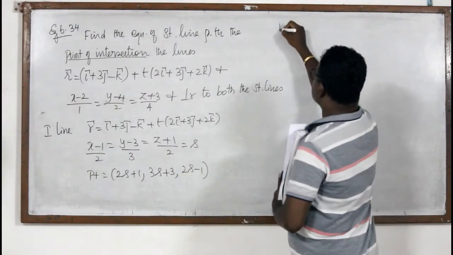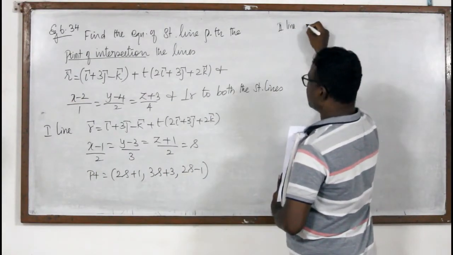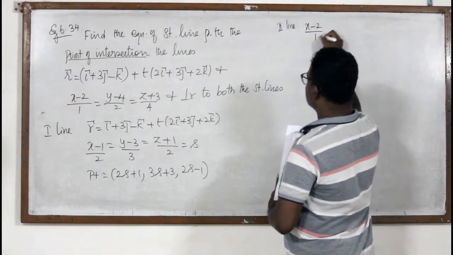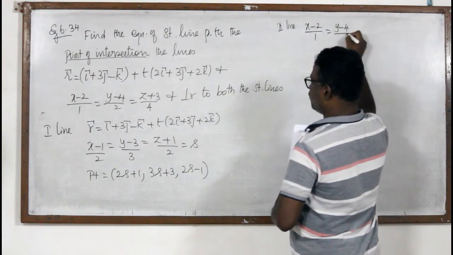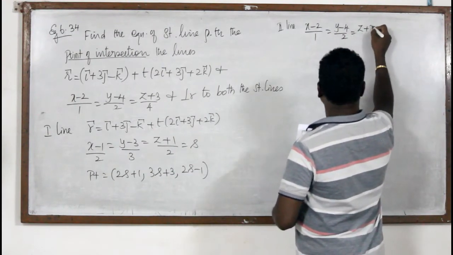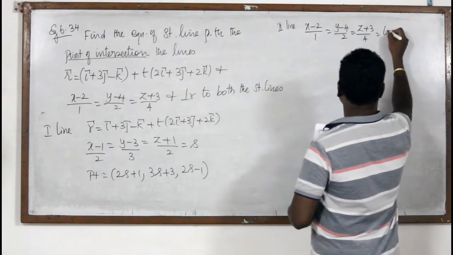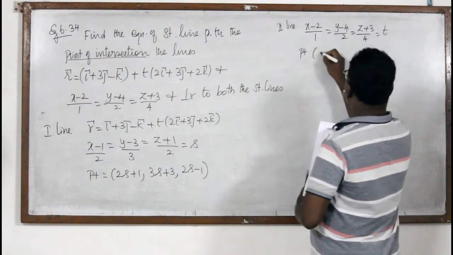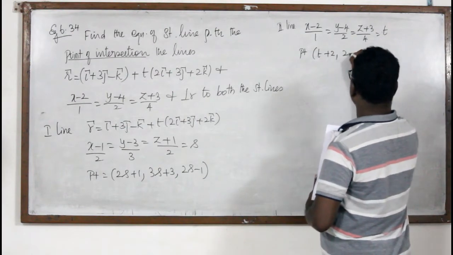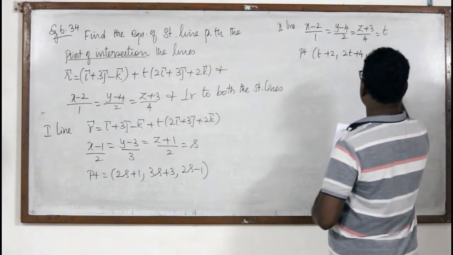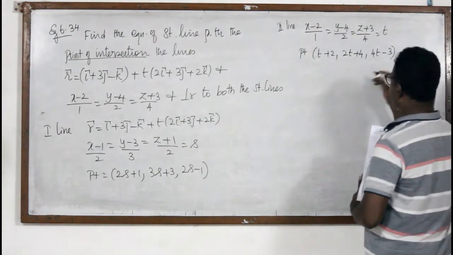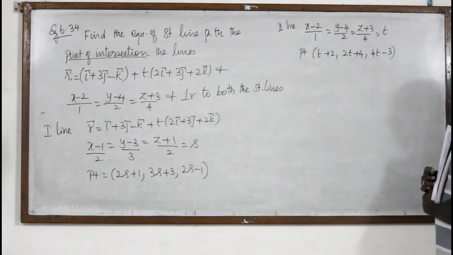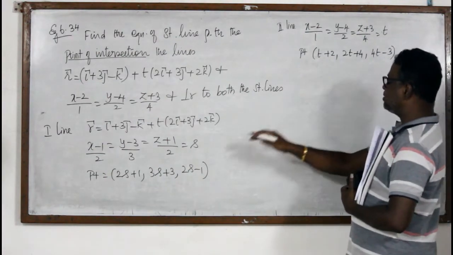Now, the second line is (x minus 2)/1 = (y minus 4)/2 = (z plus 3)/4 equal to t. Then the point is t plus 2, 2t plus 4, 4t minus 3. Since these two lines are intersecting, these points must be equal.